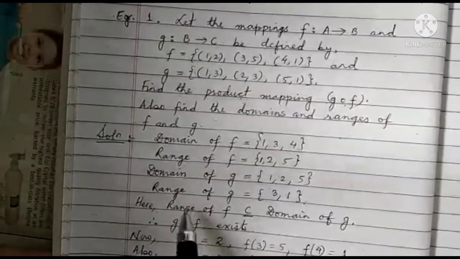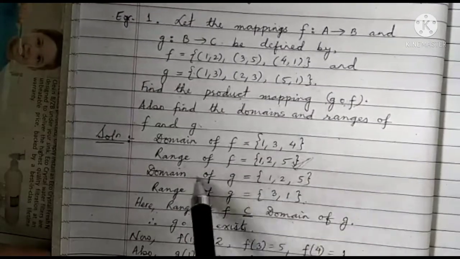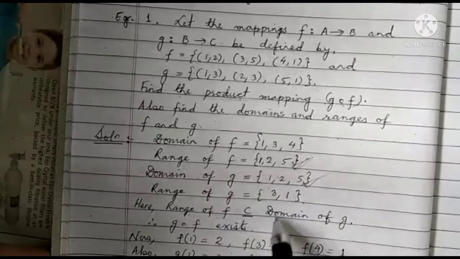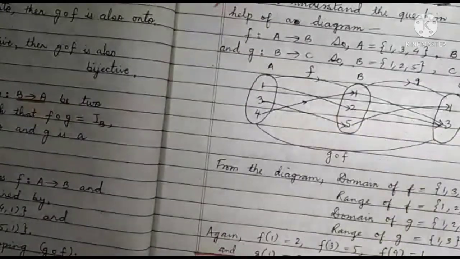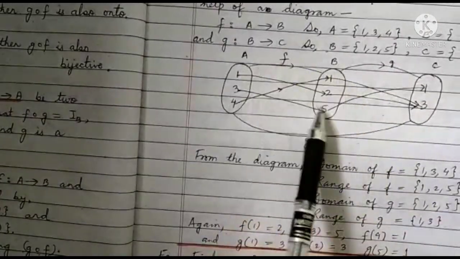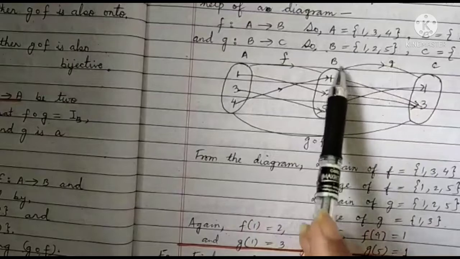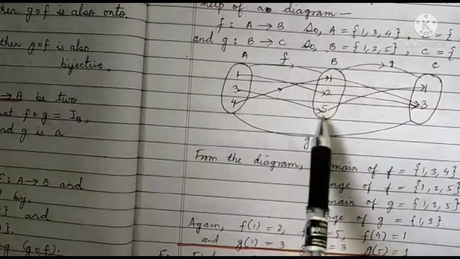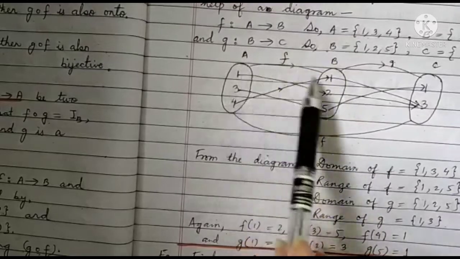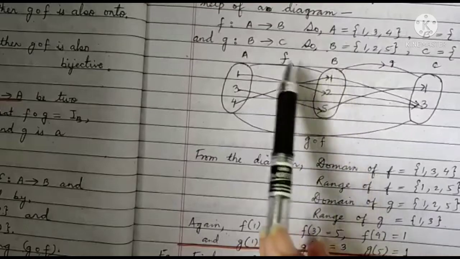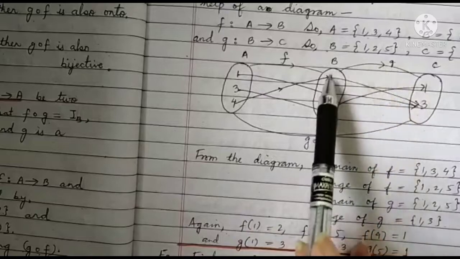Simple? Okay. Now here you can see range of F is a subset of domain of G. Why am I saying this? Because in composition mapping you can see that the range of F and the domain of G fall inside the same set B. Can you see that? Yes. So some of the elements may be related to B. So I will say that range of F will be related to the domain of G.